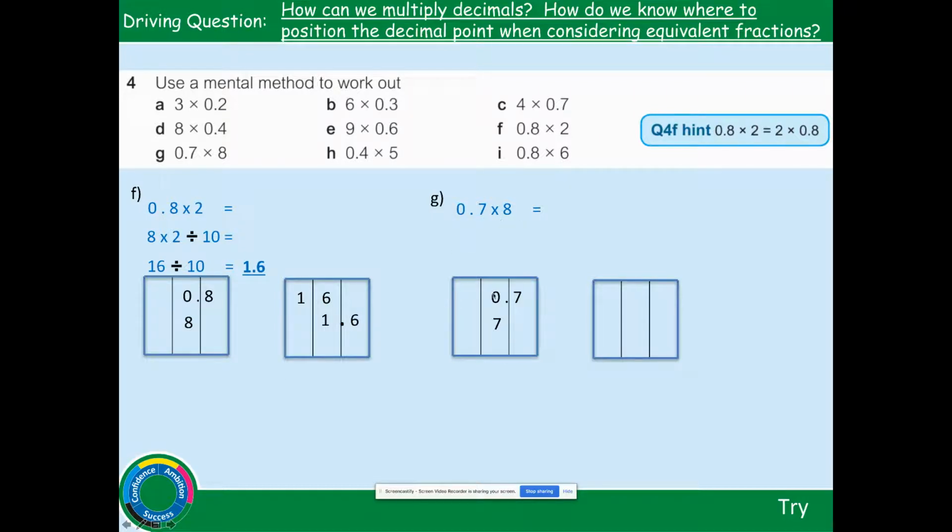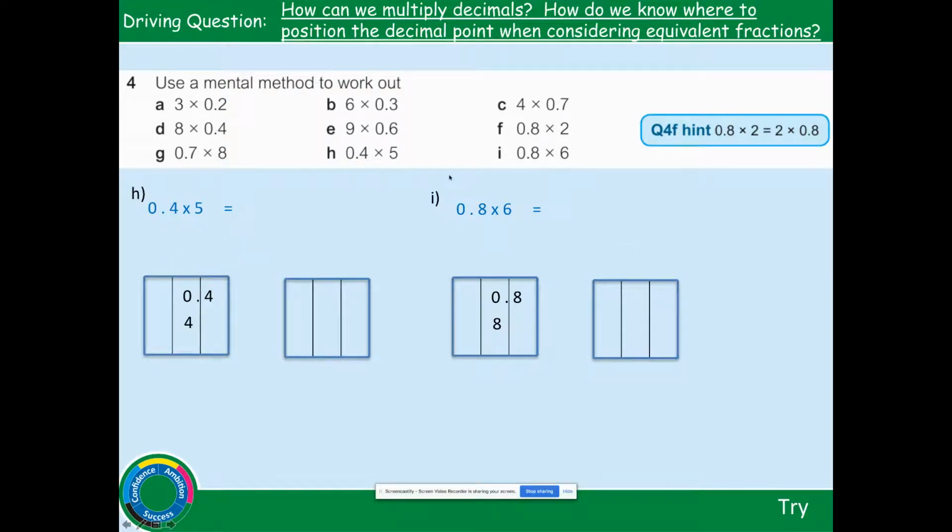0.7 times 8. I think you know this process now. Multiply by 10 and then divide your answer by 10. So 7 times 8 is 56. Divide by 10. Then moving one place over, it's 5.6. Okay, 2 more to go.